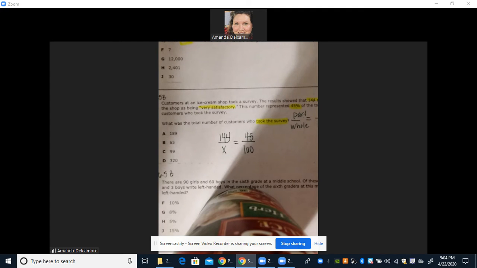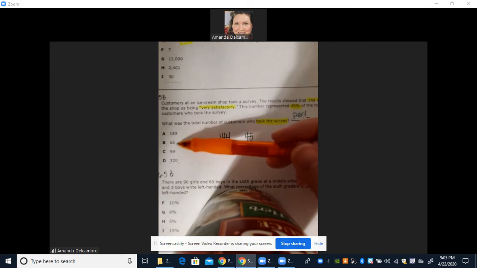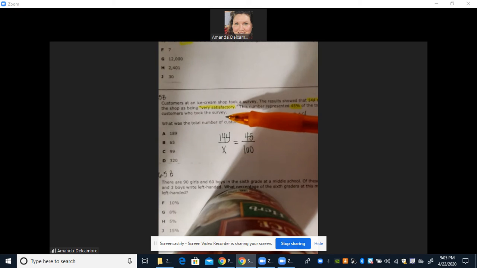Okay. So we set it up like this. Guys, you can look at this and think of it as, okay, we know that 144 people, that was 45%. 45% is less than half. So we know how many people took it is going to be over this amount. Well, if I look here, there's only two answers that are over the amount. And we know that it's over half.